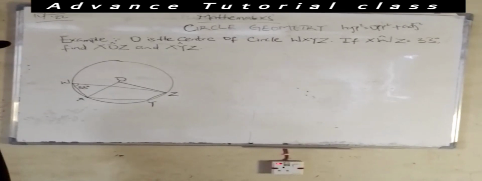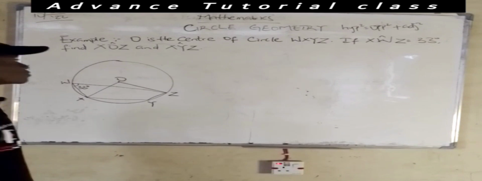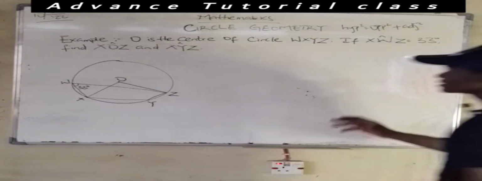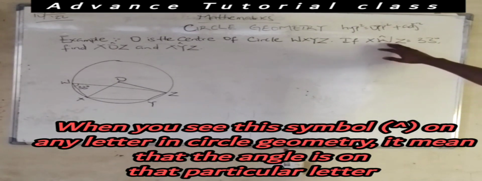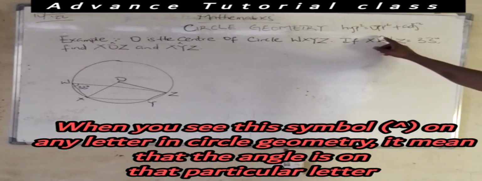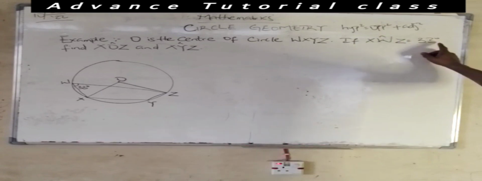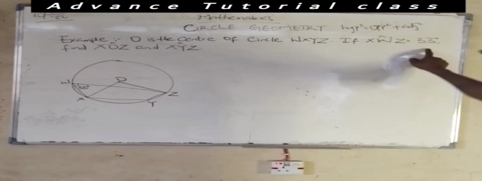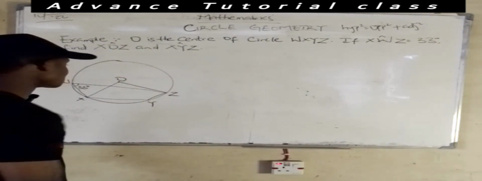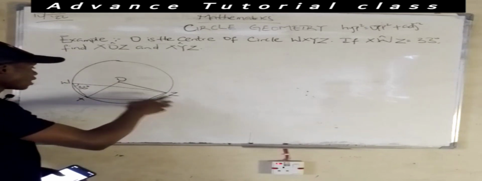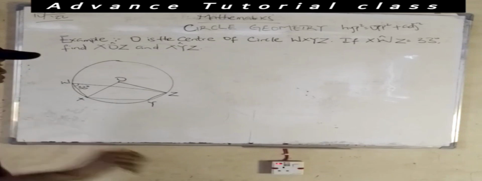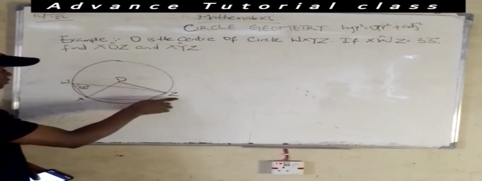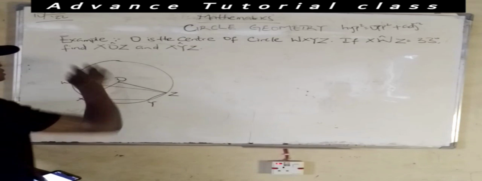Okay, so our example on theorem 2 says O is the center of circle WXYZ. If XWZ equals 33 degrees, now this little cap on W means that the angle is at W, that is 33 degrees. And it says find XOZ and XYZ. So we have the circle over here and we have WXYZ. So this is XWZ we are showing here. You can see the angle is 33 degrees.